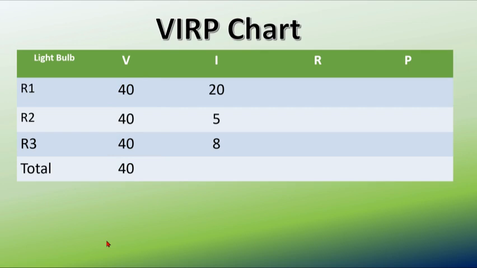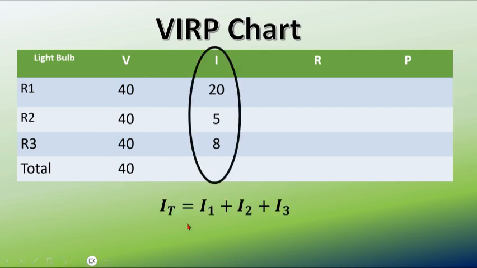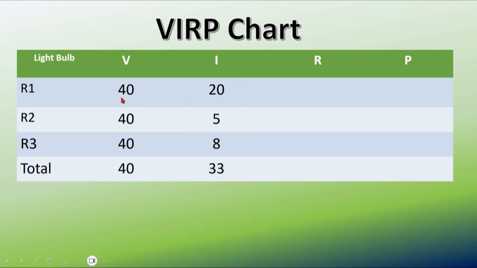Now, what we know about current is that the current of each individual light bulb has to all come from the battery. And so the current in the main branch before it starts splitting up is just the sum of those three currents. And so 20 plus 5 plus 8 is 33, right? So now we're in good shape because we have two values in each row.